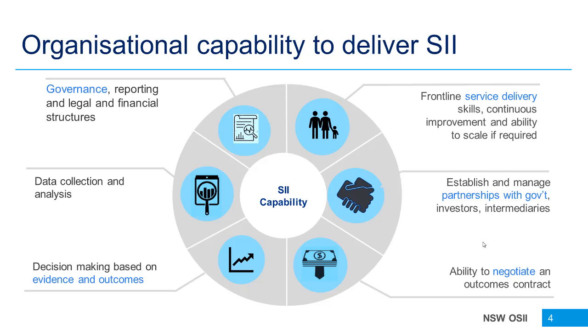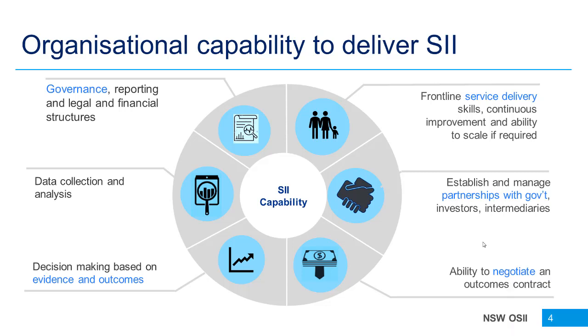Social impact investments require a considerable amount of decision making which is based on evidence and outcomes. This means making greater use of the data that you already collect and potentially collecting some different sources of data. From an organisation's perspective, this means you need to have really strong systems, people and processes in place to ensure quality data collection and analysis are undertaken.